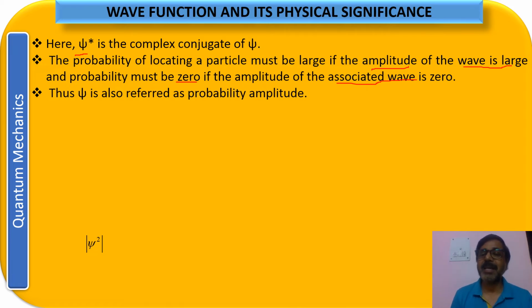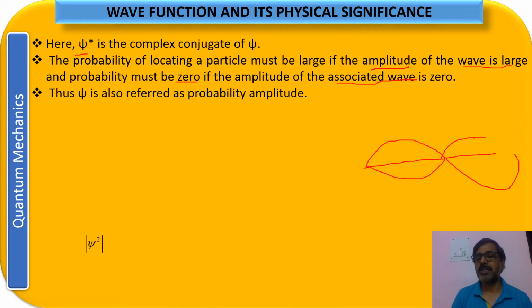So psi, we can also say, is a probability amplitude. Again, if you vary this, this is how psi is going to vary. This is one wave packet. Then we have a second wave packet like this. This wave packet is going to move in this way, and the wave function psi is associated with this. Here its amplitude is 0, so naturally the probability of finding the particle over here is 0.